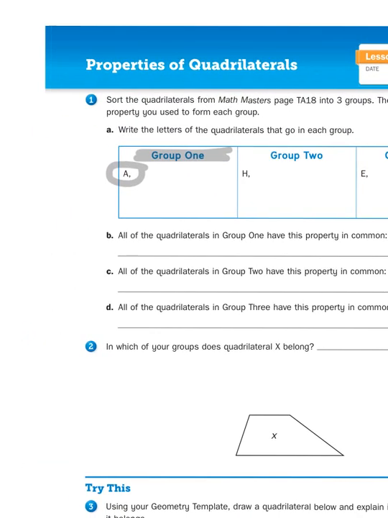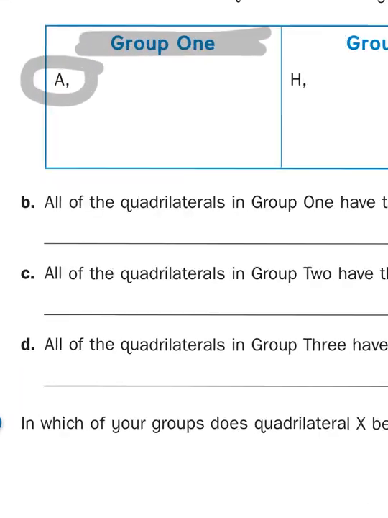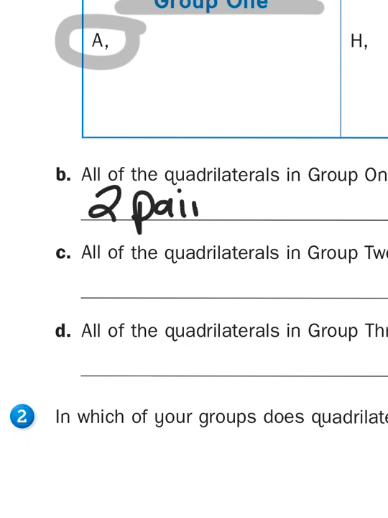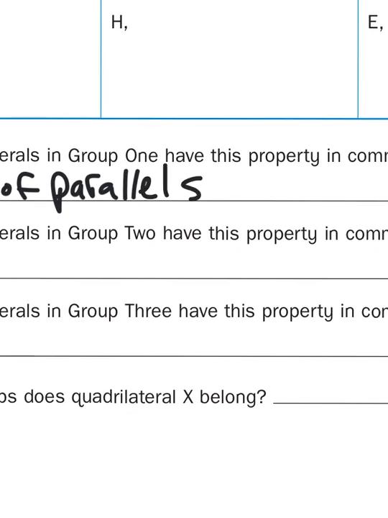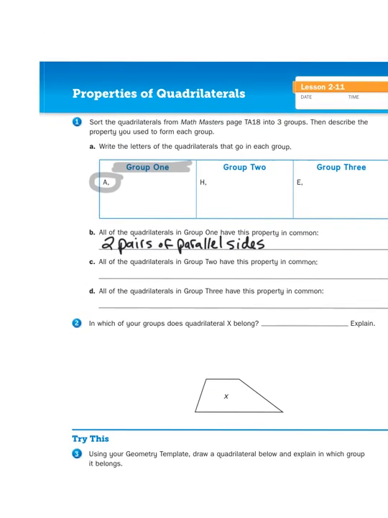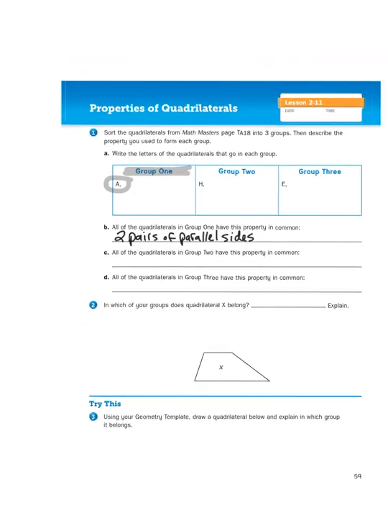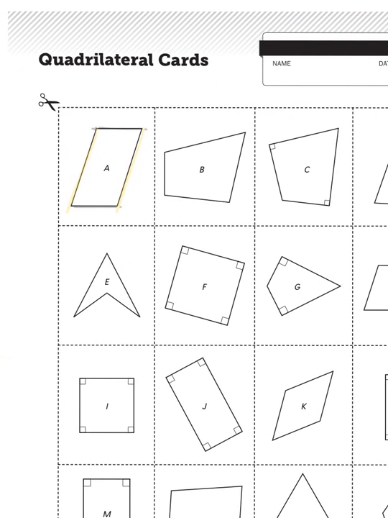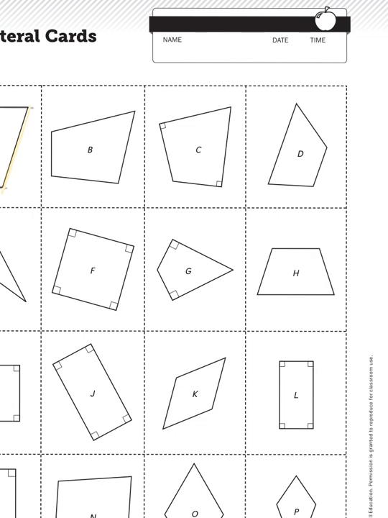So down for 1B, all the quadrilaterals in group 1 have this property in common. And the property is two pairs of parallel sides. Now, all quadrilaterals have four sides. Not all quadrilaterals have four sides that are broken up into two sets of parallel sides. So for example, if I look at B right here, none of those sides seem to be parallel. Neither do the ones in C. D has one pair of parallel sides right here, but the other pair is not parallel. So you'd have to go like this. So that doesn't work.